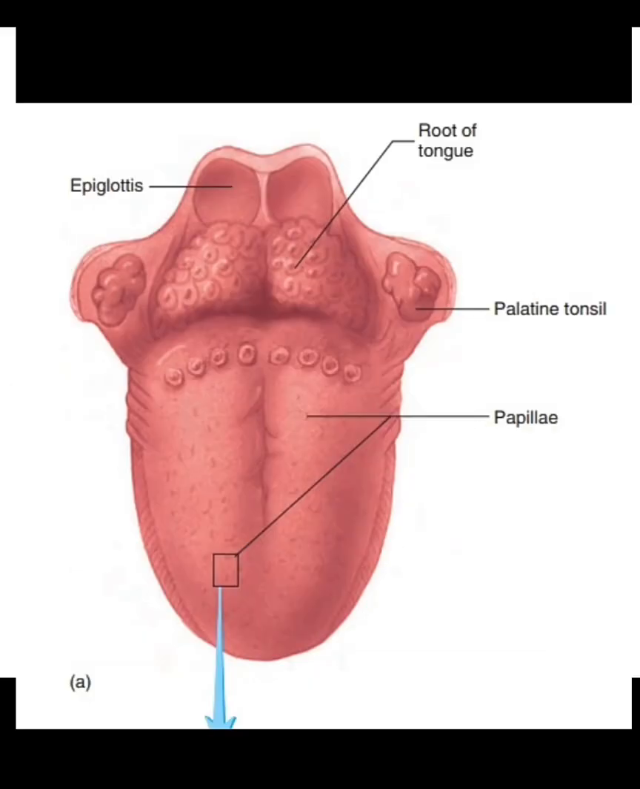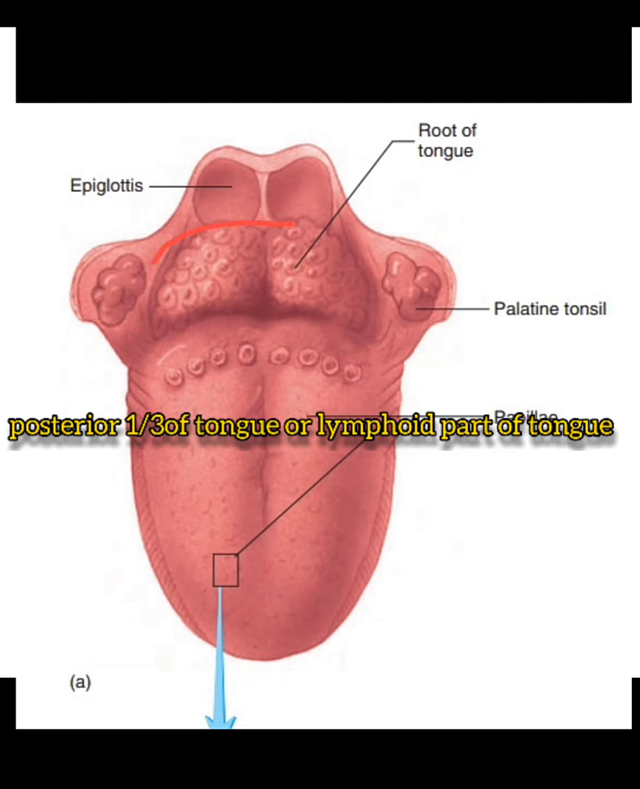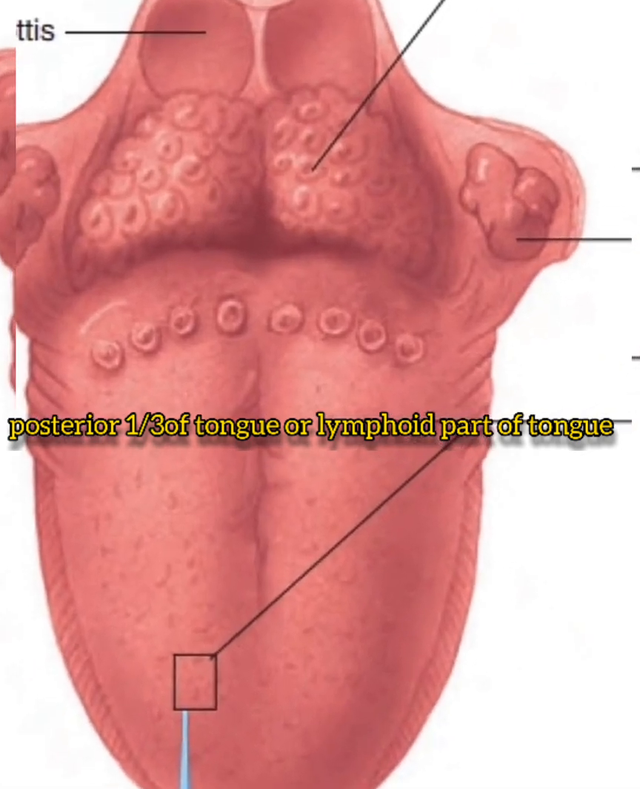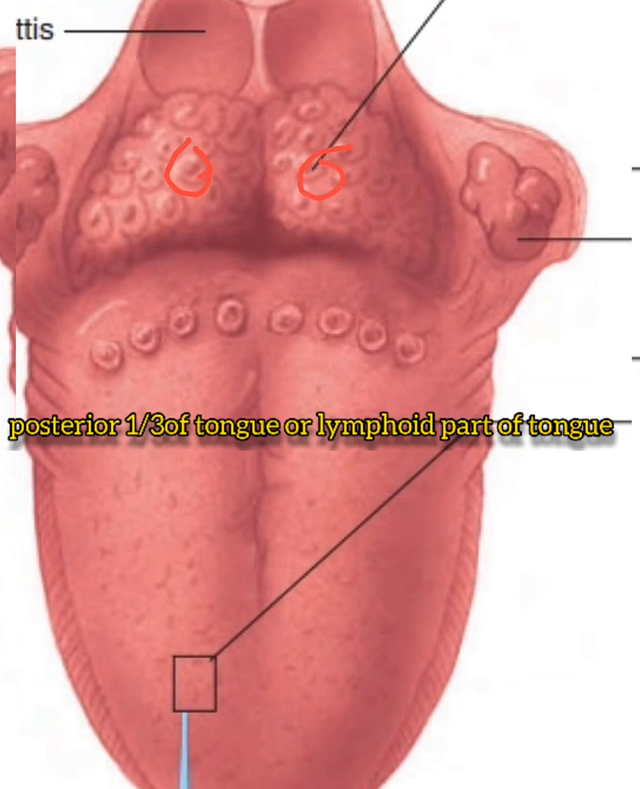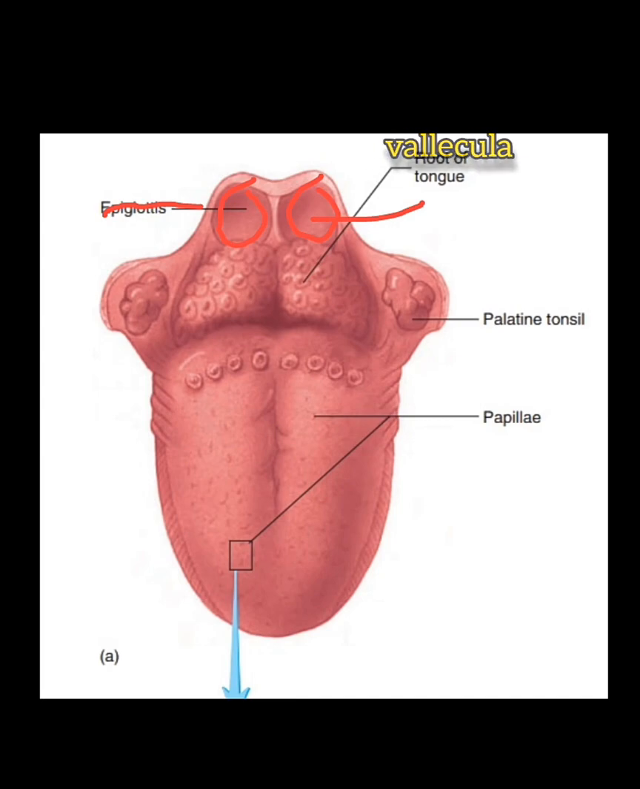The posterior one-third of the tongue is also called the lymphoid part of the tongue. Here is the posterior one-third of the tongue, present just behind the sulcus terminalis. This region has no papillae, but there are a lot of follicles called lymphoid follicles, as you can see here, and these collectively form the lingual tonsils. The posterior most part of the tongue is connected to the epiglottis, and there is a depression on either side, here and here, called the vallecula.